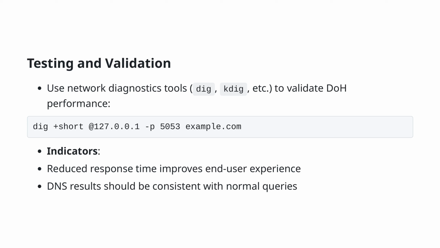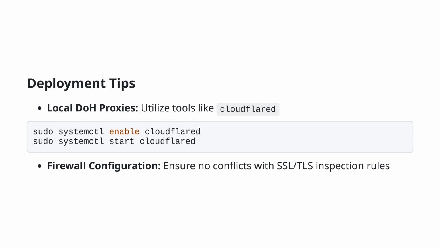Furthermore, the DNS results obtained from these tests should be consistent with those from normal DNS queries. This consistency validates that the DoH setup is correctly handling DNS queries. By performing these tests, you can ensure that your DoH implementation is both efficient and reliable, providing a secure browsing experience for end users. Now, let's discuss some deployment tips for implementing DNS over HTTPS, DoH.